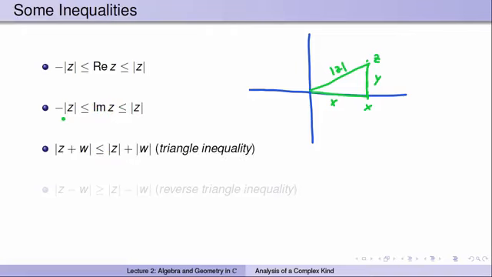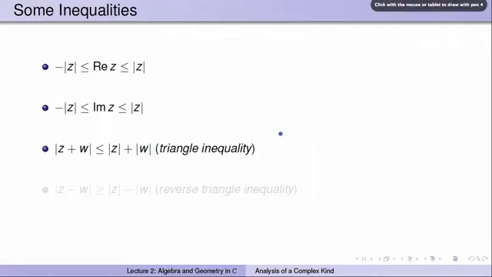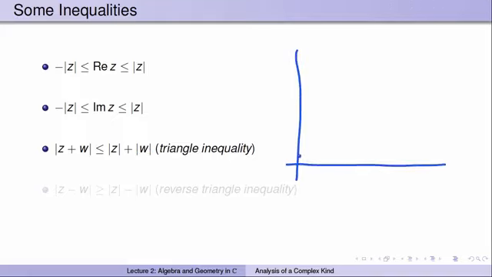An inequality that's also very nice is the triangle inequality. The length of z plus w is bounded above by the length of z plus the length of w. Let me show you in a picture why that is the case. So let's add two complex numbers, z and w. So remember how we do that? We do a vector addition.